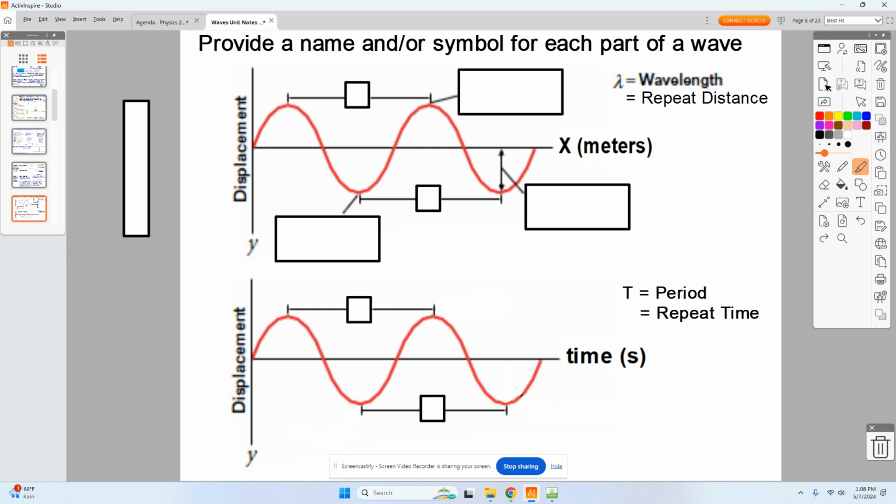Provide a name or symbol for each part of this wave. The wavelength is the Greek letter lambda. It's describing the length of a wave, so it's sometimes called the repeat distance. We see that a wave is continuous and it often repeats. So if I were to go from that portion on the wave to that portion on the wave and measure that length, I get what's called the wavelength.